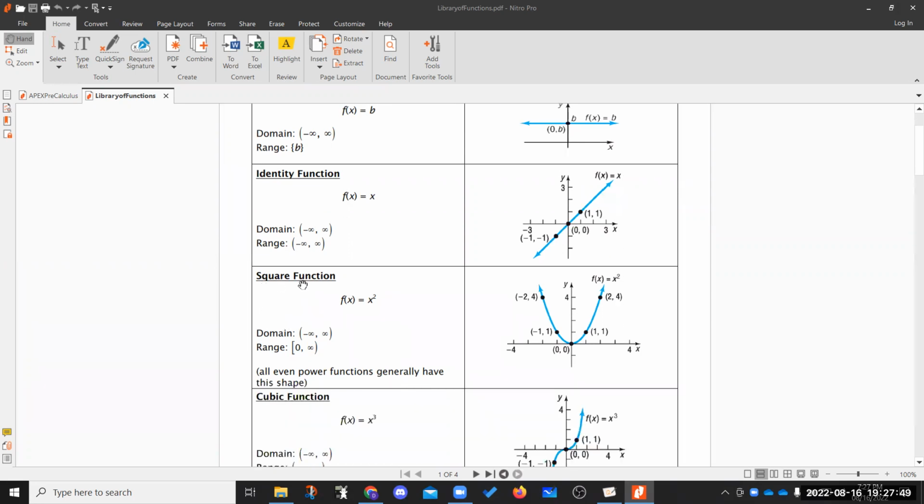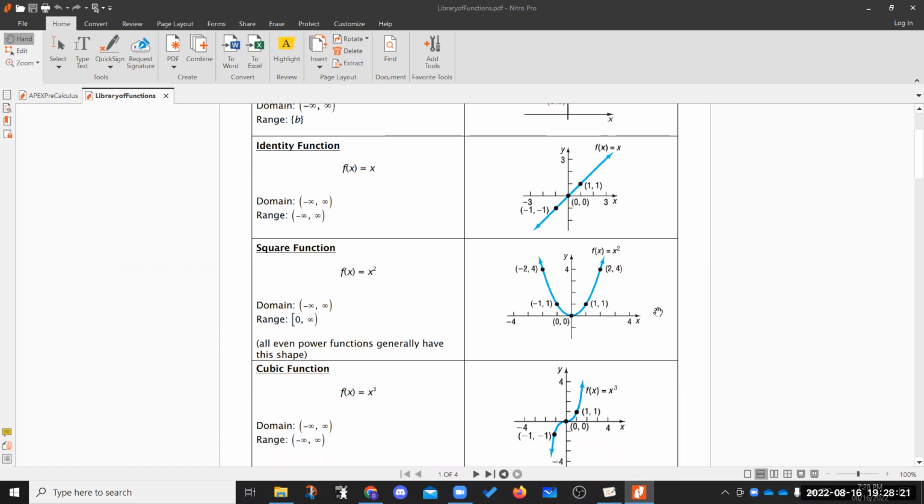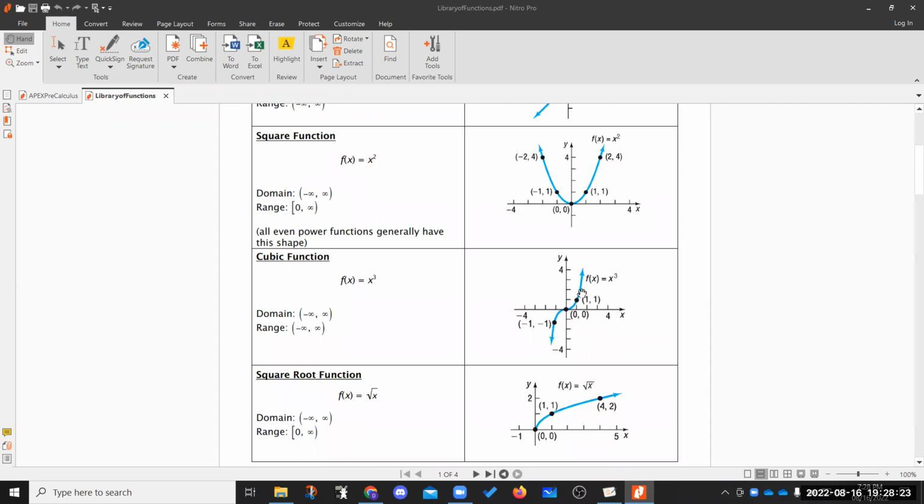Then we have the squaring function, y equals x squared, and that's going to be a parabola with its vertex at 0, 0. 1 squared is 1, 2 squared is 4, negative 1 squared is 1, negative 2 squared is 4, and so on. All quadratic functions in the form of ax squared plus bx plus c are based off of this function. We're going to get to how you do the transformations on this next time when we talk about completing the square.